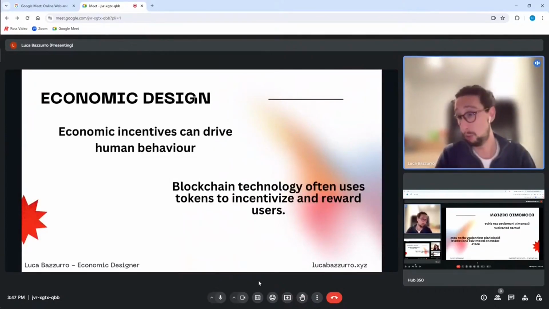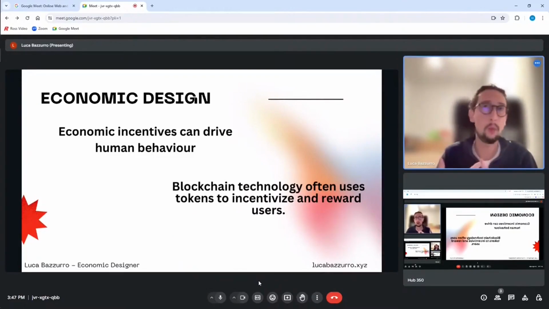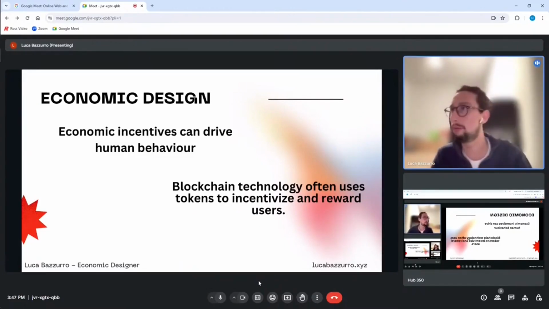Economic design, which is what I want to talk about, is a broader term compared to token design or tokenomics. Tokenomics usually is the distribution of a token in terms of how much should go to the advisors, to the public, to a private sale, and so on. Token design, of course, is the design of the token and its economy.